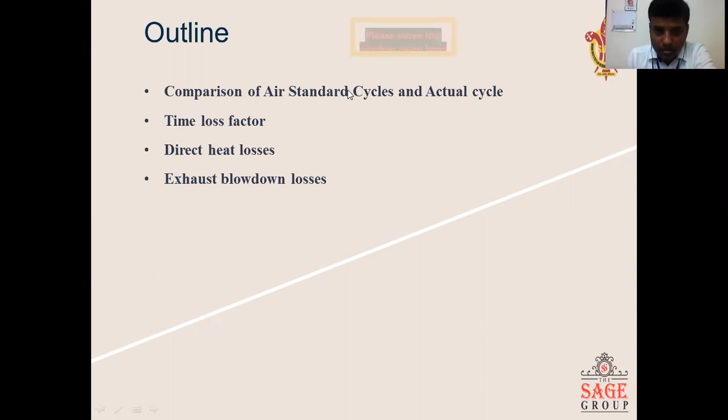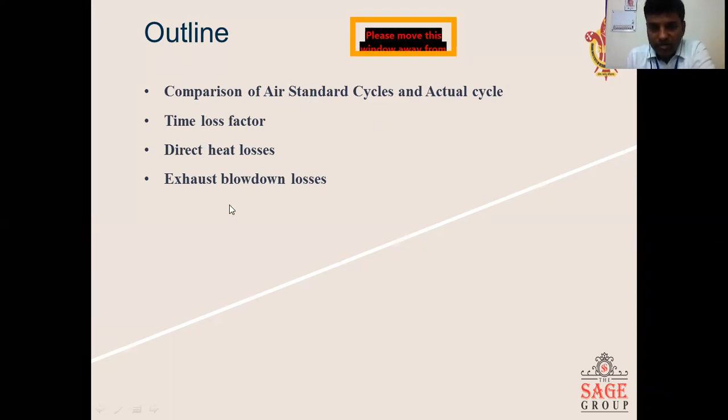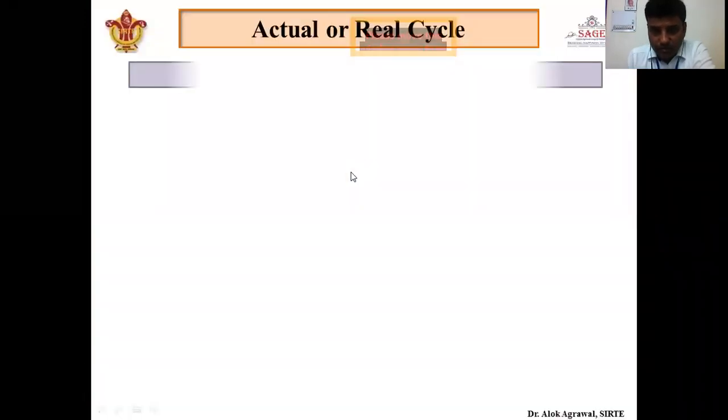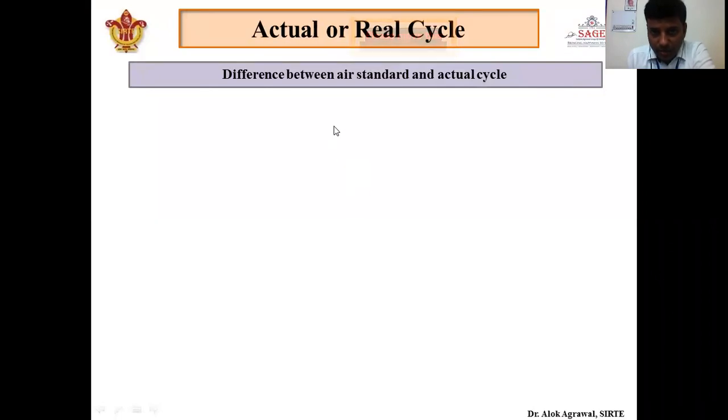What are the main factors by which the air standard cycle differs from the real cycle? That is the time loss factor, the direct heat loss factor, and the exhaust blowdown loss factor. These three factors are the major difference between the air standard cycle and the actual cycle. We will look into them in detail and see the effect of these factors on the PV diagram. First, we will start off with the actual or real cycle.